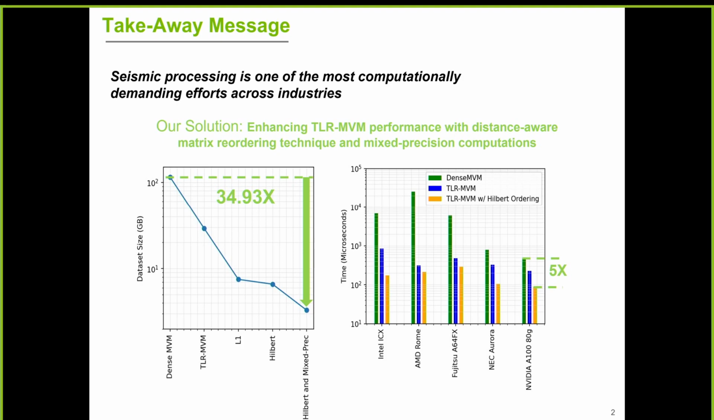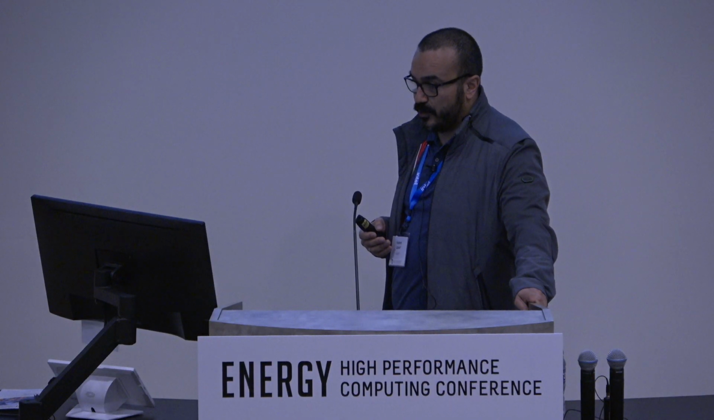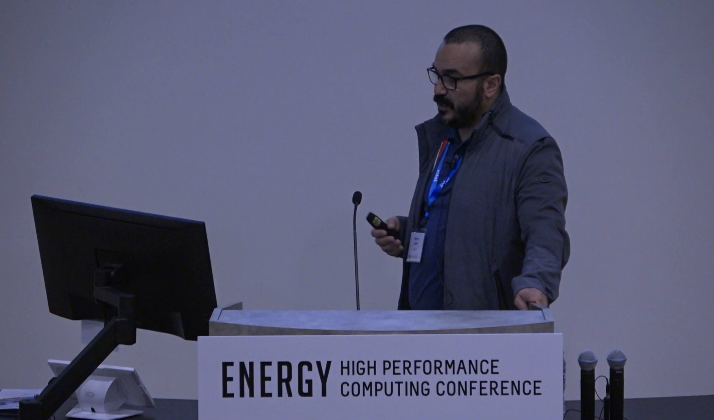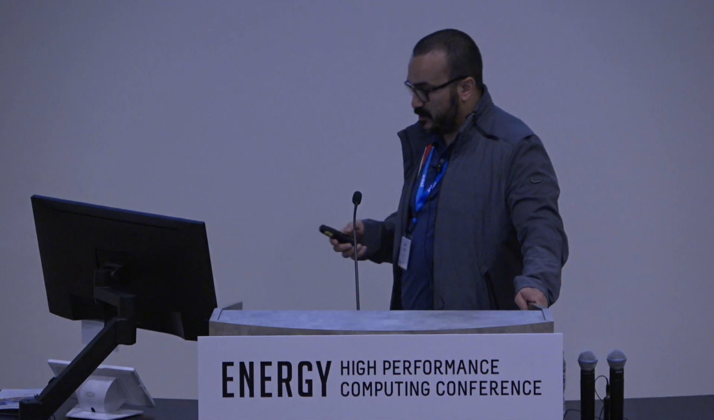So that's the plot on the left. On the right, it's time to solution. So the lower, the better. And we're looking at 5 various hardware and looking at various incrementation for our optimization applied on the kernel. And we get up to 5x here on NVIDIA GPU.